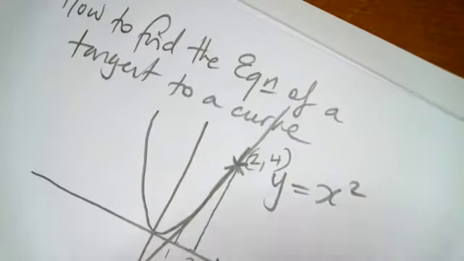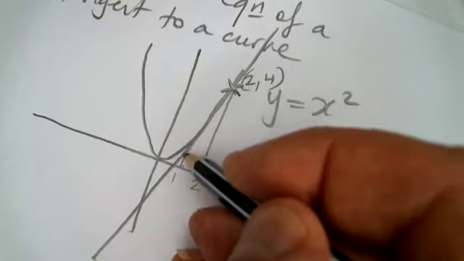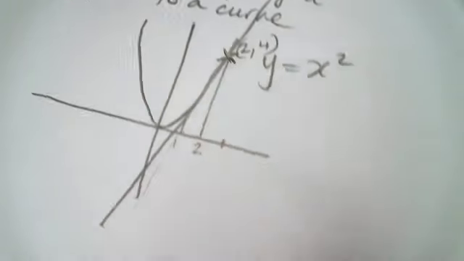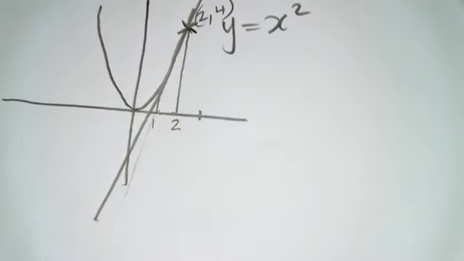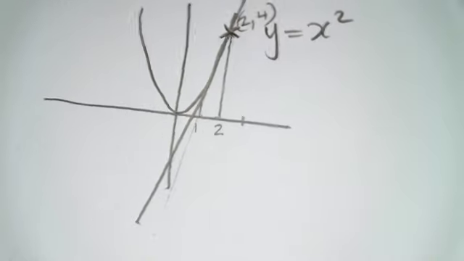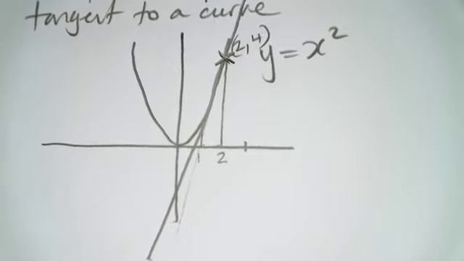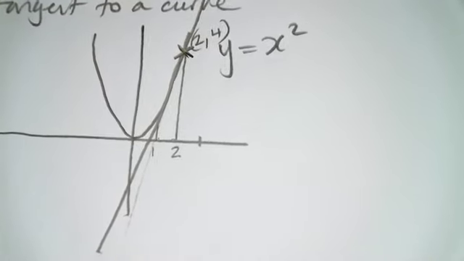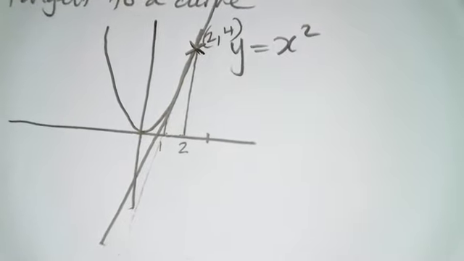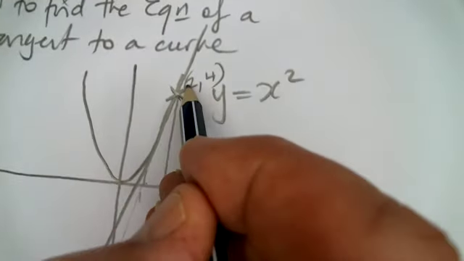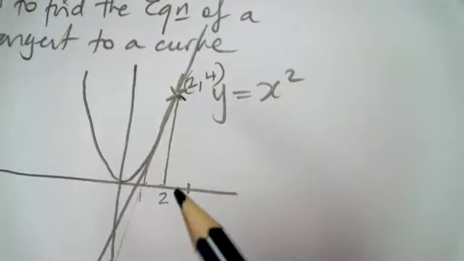The line actually should probably go down more like that. But anyway, you'll get the idea. So let's find the equation of that line. Fortunately, it's really easy to do. The first thing is we've got a coordinate, an x value and a y value. Now we just need a gradient.